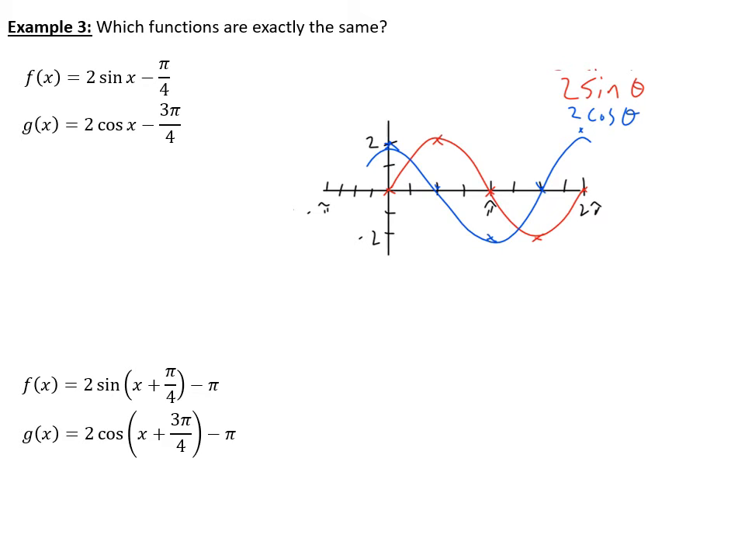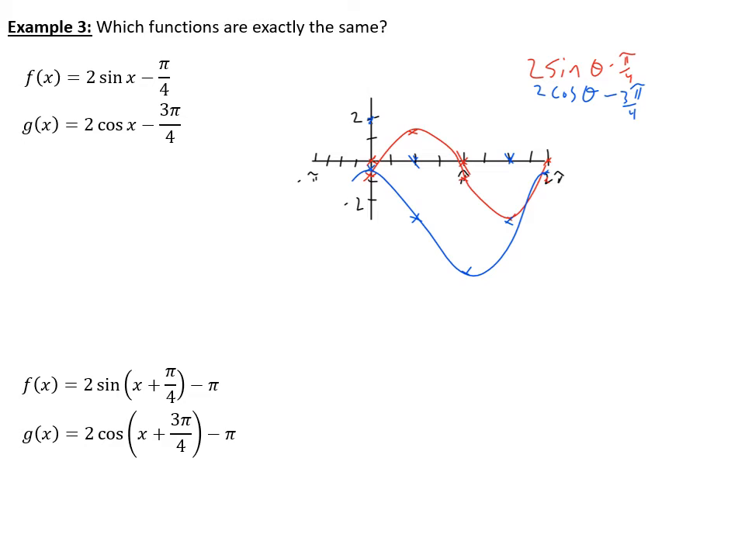And the other pieces that we've got, the negative pi over 4 and the negative 3 pi over 4, what that's going to do is just shift them down pi over 4 and 3 pi over 4, which those two are not going to line up. So here's what shifting down looks like. And no, they're not going to be the same. They're not going to coincide.